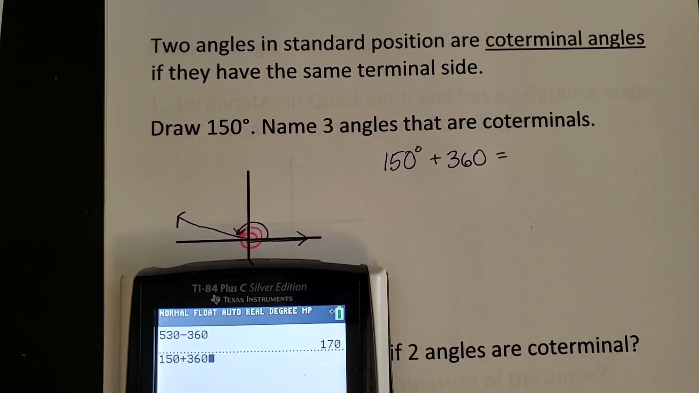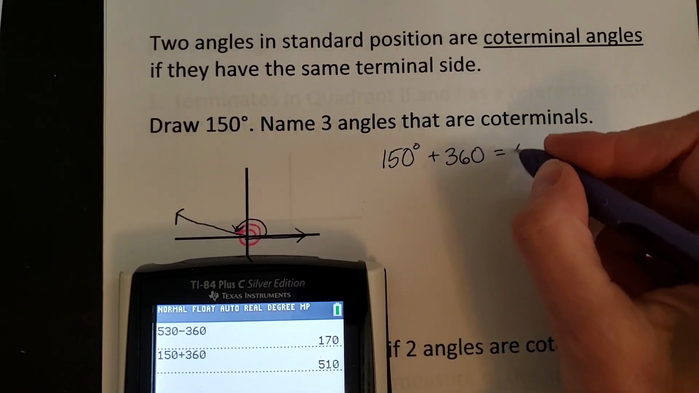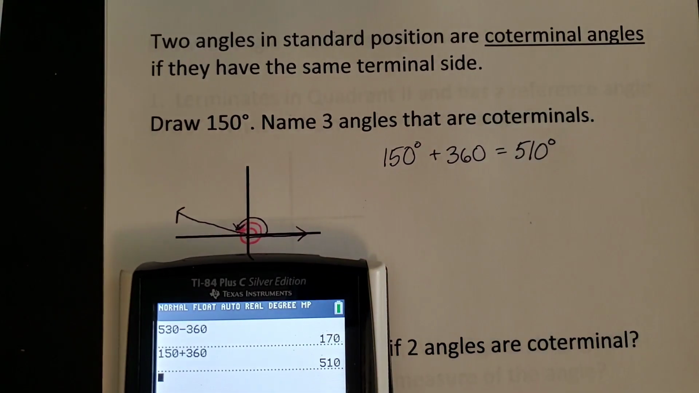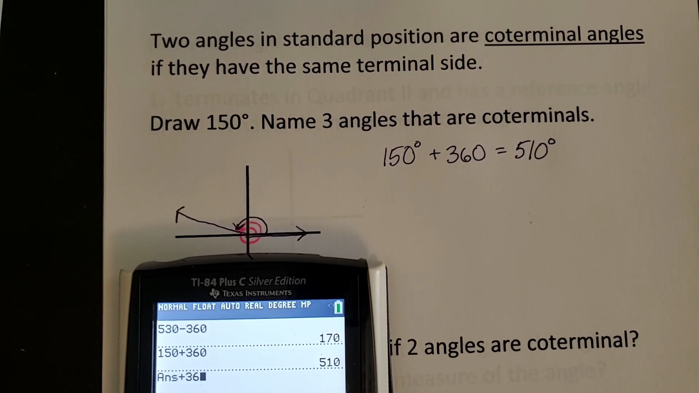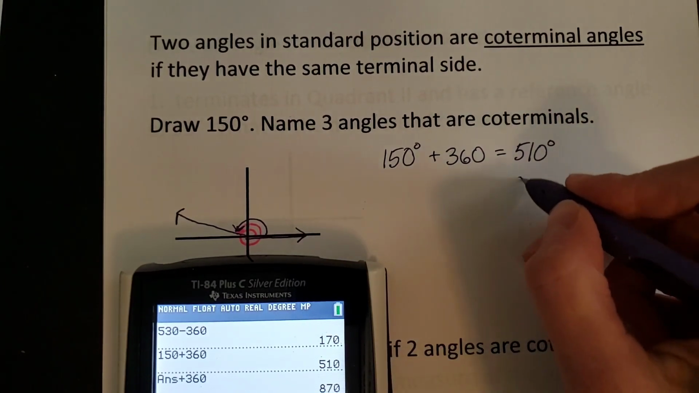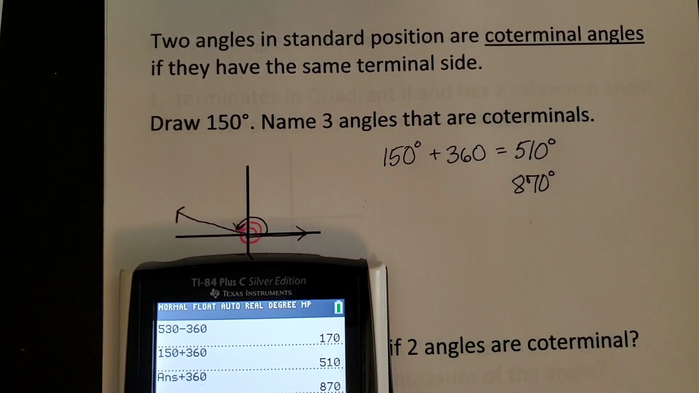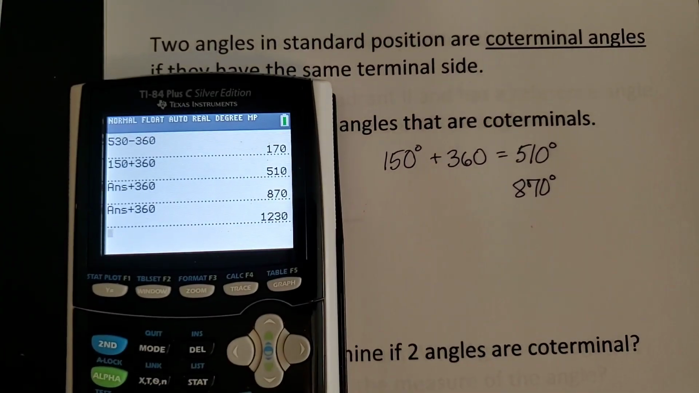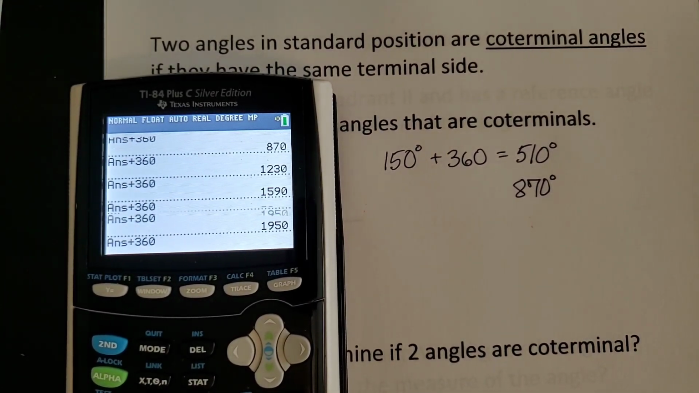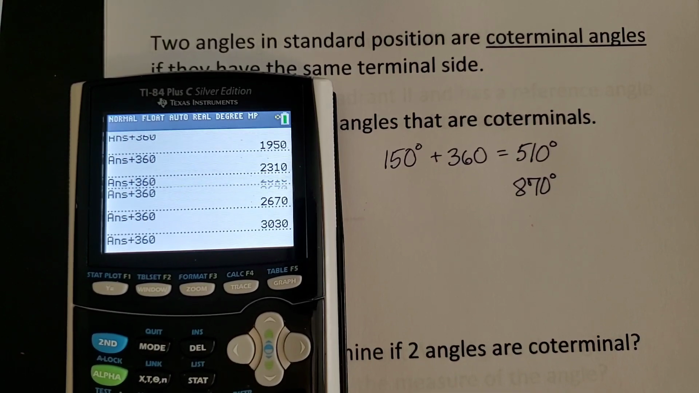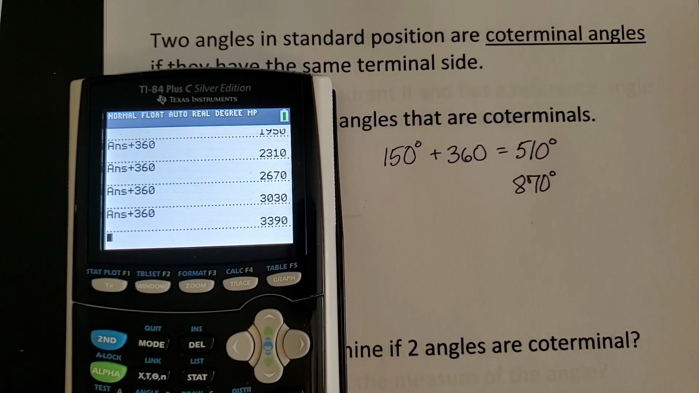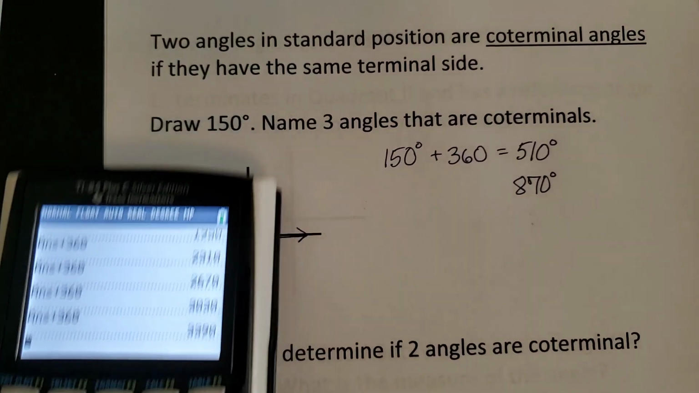I'm going to grab my calculator. 150 plus 360 is 510. Well, that would end at the same spot. But what if we went around that circle another time? What if I added 360? Ooh, 870 would also be coterminal with that. And I could just keep going. Notice here, I just add 360. Look at that. All of those coterminal angles, they are all 360 degrees apart from one another. All a different angle value and a different angle magnitude, we would say. But they all end in the same spot, so they're coterminal.